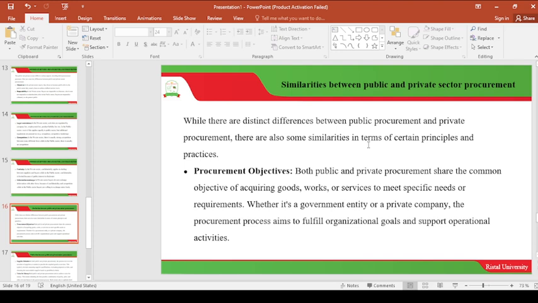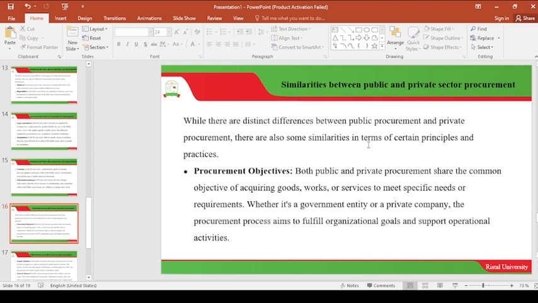So whether it's a government entity or a private company, the procurement process aims to fulfill organizational goals and support operational activities. So at the end of the day, both private and public procurement want to acquire the goods and services for their needs. If in the private sector they want to maximize profits, the first thing is to acquire the goods that will make them acquire this profit.